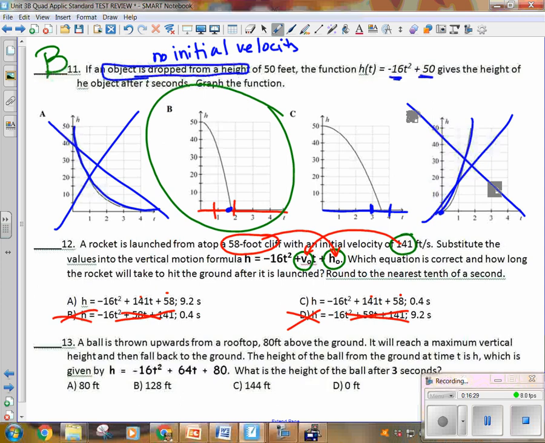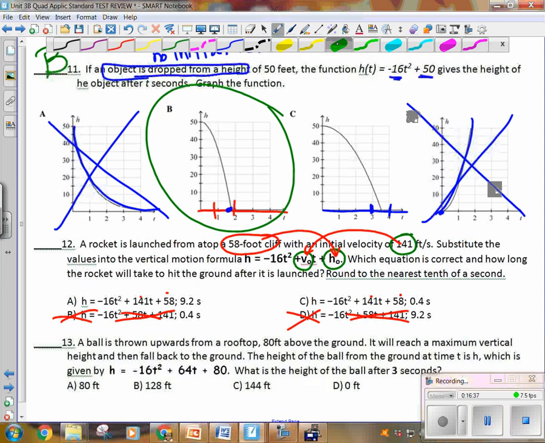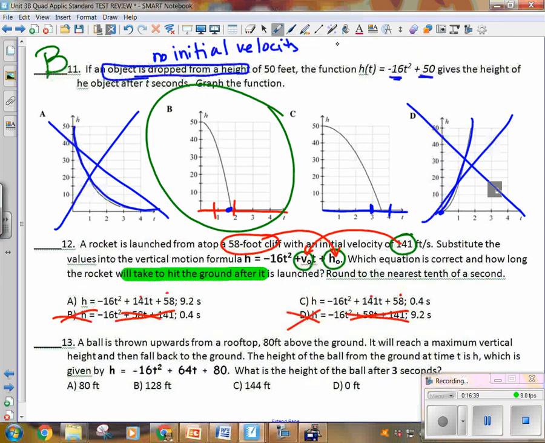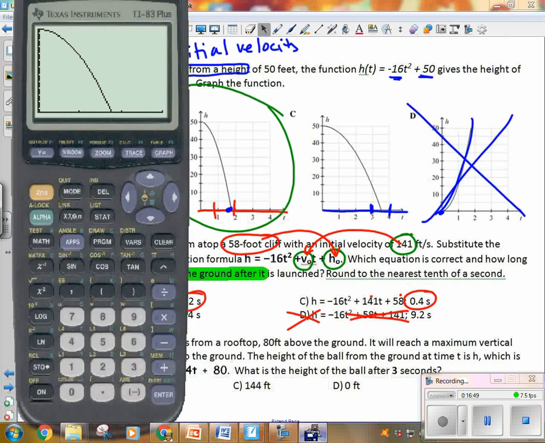Now, I do need to see what the second answer is for. It says, which equation is correct, and how long will it take the rocket to hit the ground? There's a big difference here. It's either 9.2 seconds to hit the ground or 0.4 seconds to hit the ground. I think if I just type this in my calculator pretty fast and look at the table, I'll be able to get my answer.